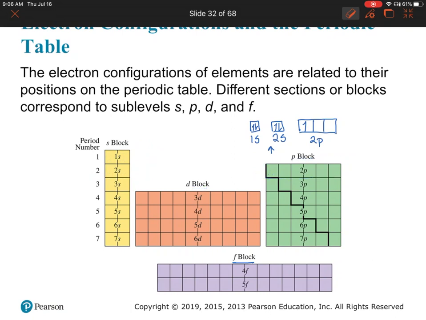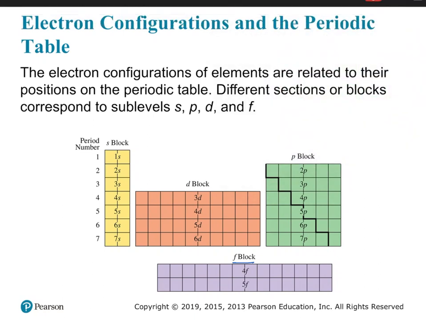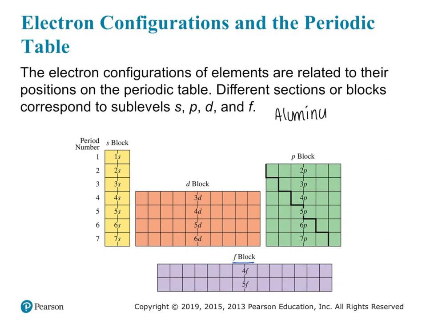So let's say, for instance, we want to figure out the electron configuration for aluminum. Aluminum is right here. It is in the P block, and it's also in row 3. Based on aluminum's location, we know that it completely fills in the 1s, the 2s, and the 3s orbitals. And it also completely fills in the 2p orbitals. And then there's just 1 extra electron in the 3p orbitals.